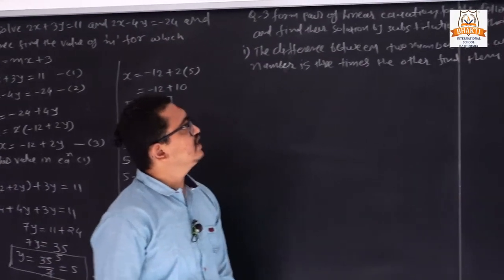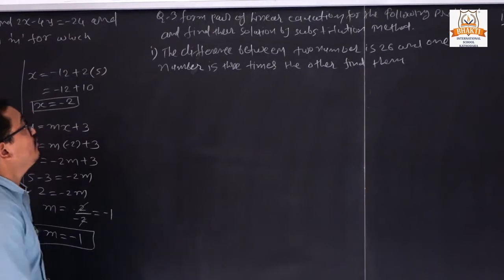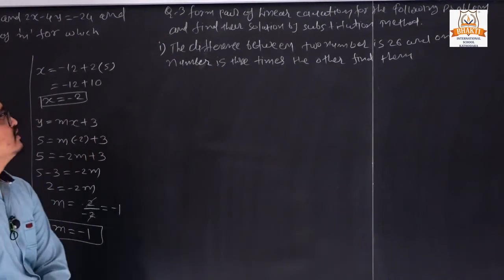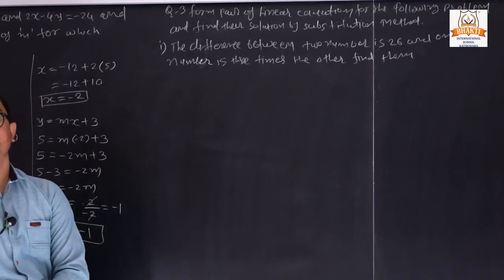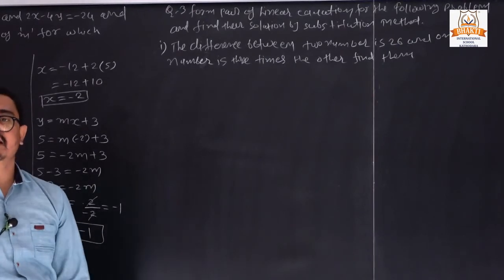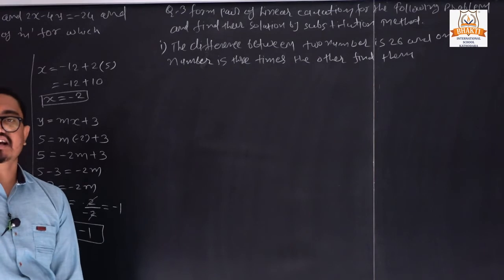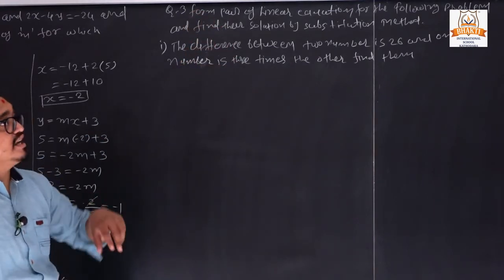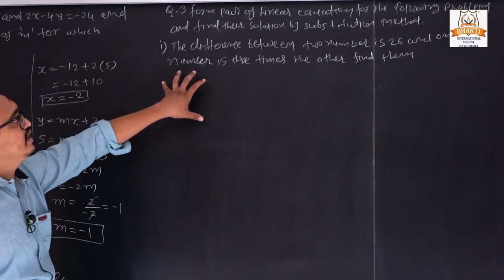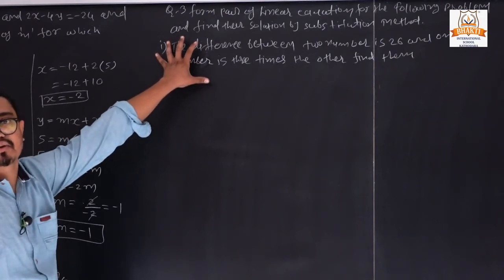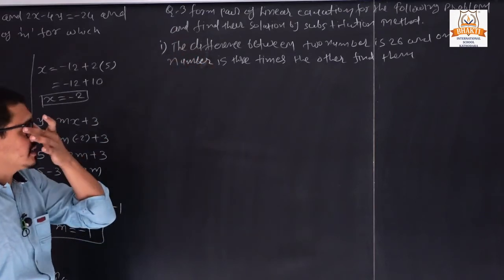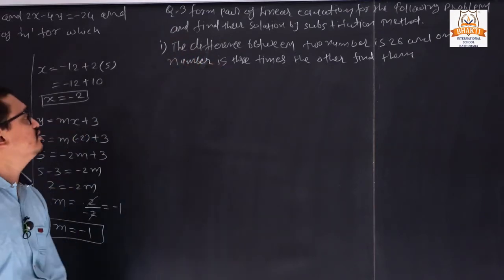Now next, question number 3. From the pair of linear equations, form the following problem. Problem. Clear? Problematic sum. So situation is given. From the situation, first of all we can make the equation and then we can find the solution for that problem. So in exercise number 3.1 we have the same situation problem, and from that we can make the equation and then we can find the solution.